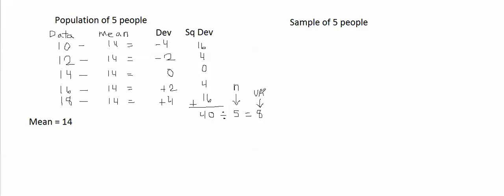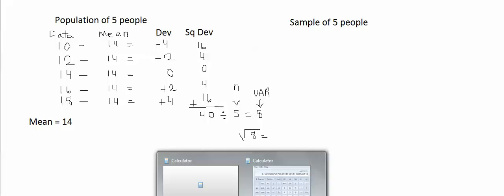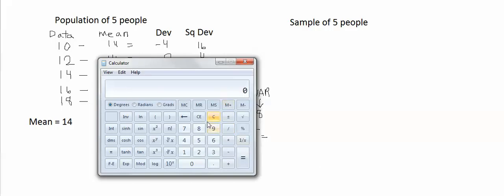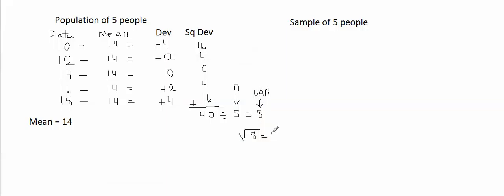The standard deviation would be the square root of the variance. It's about 2.8 as a standard deviation.